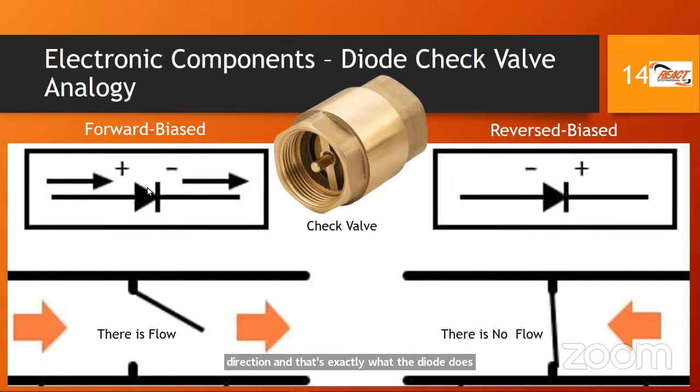Or on a schematic, when you see a diode, it means that the current will flow in one direction, or what we call forward biased, it will flow in that direction. But if we reverse bias the circuit, it will not flow. And that's the point here.